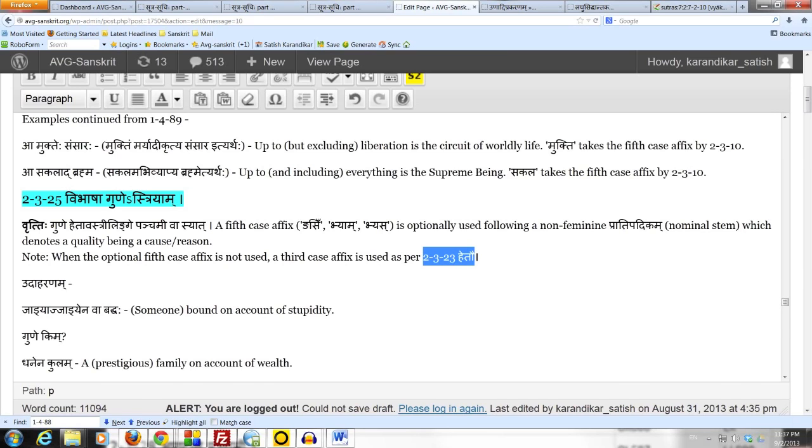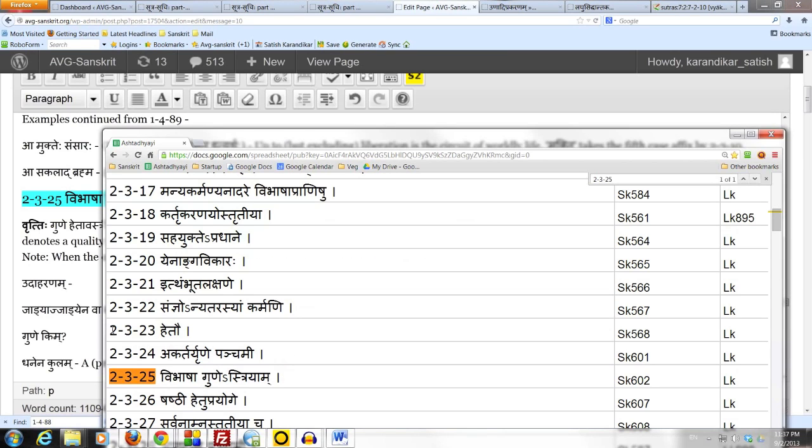So 2.3.23 is a general rule which prescribes a third case affix following a pratipadikam that denotes a hetuhu, a cause or reason. This Sutram 2.3.25 optionally prescribes a fifth case affix following a pratipadikam which denotes a cause or a reason, but it requires two more conditions to be satisfied. The first condition is that the pratipadikam should be non-feminine. The second condition is that the pratipadikam should denote a quality or virtue of someone or something and not someone or something.